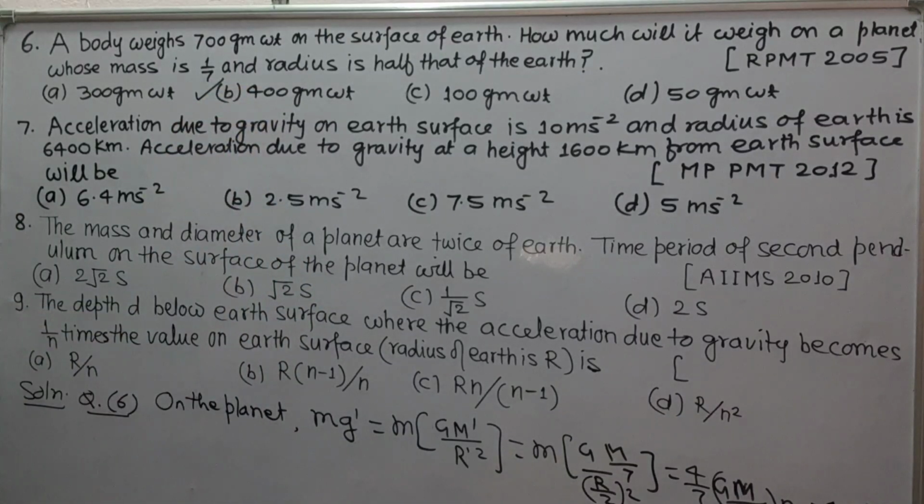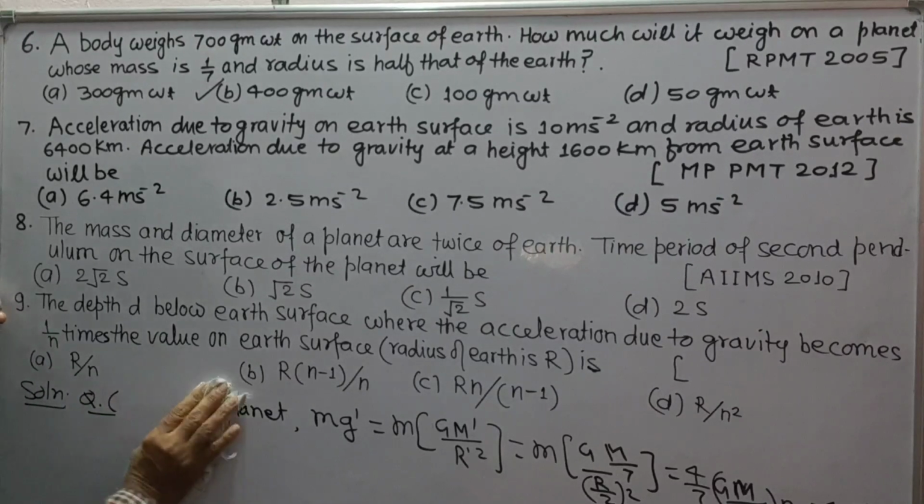Next question number 7. The question is, acceleration due to gravity on earth's surface is 10 meter per second square and radius of earth is 6,400 kilometer. Acceleration due to gravity at a height 1600 kilometer from earth's surface will be. Now solution to question 7.